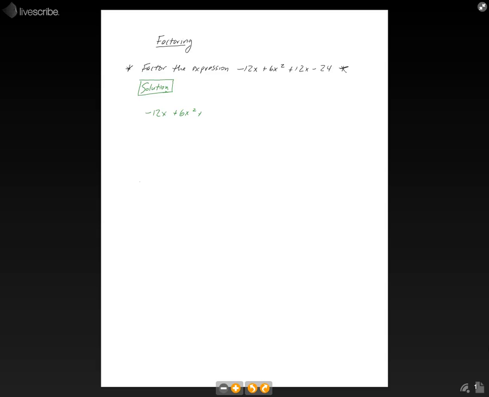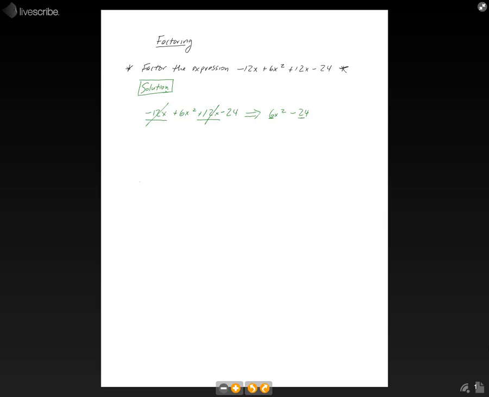Negative 12x plus 6x squared plus 12x minus 24. The first thing you should recognize is that you can cancel out some of the terms here. You have a negative 12x and a plus 12x. Well, negative 12x plus 12x is 0x, so those cancel out. You could still do the problem even if you didn't recognize that at first, but it'll make it a lot easier this way. So now all we have is 6x squared minus 24. We're going to try to factor that.